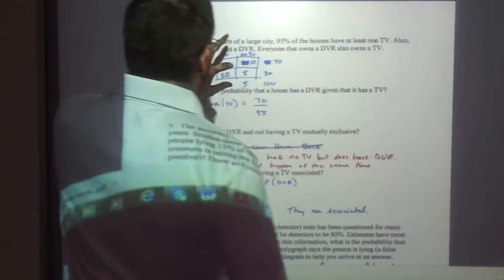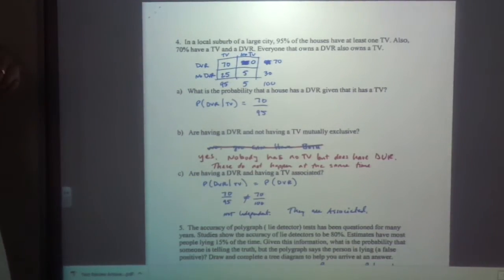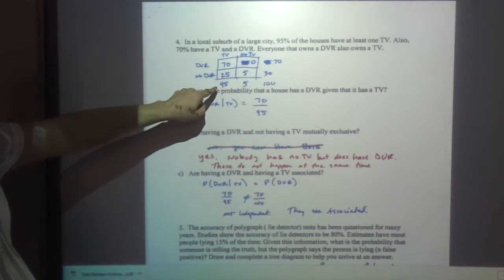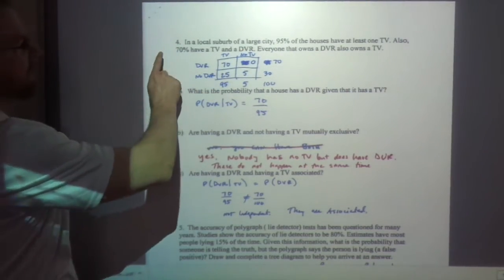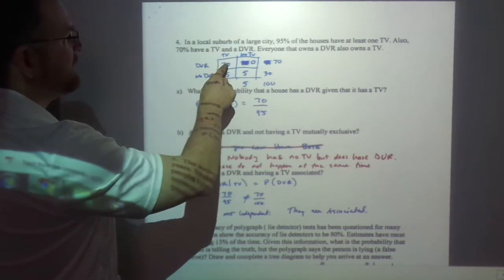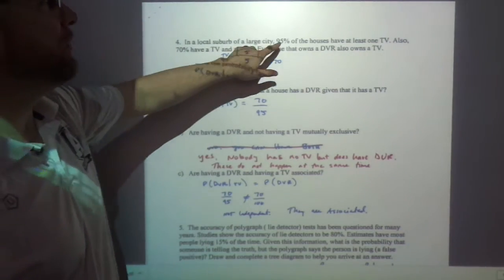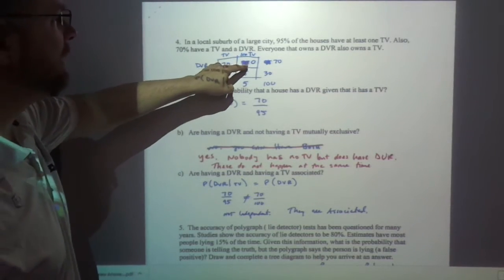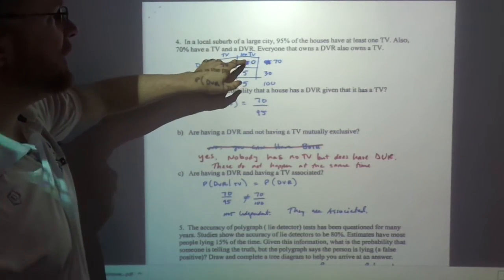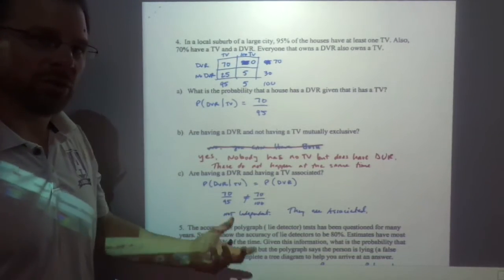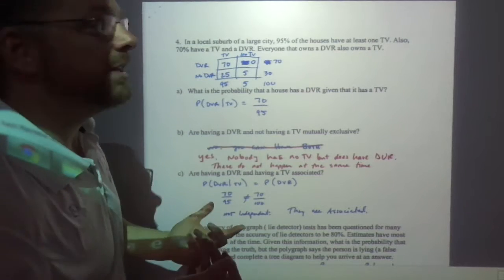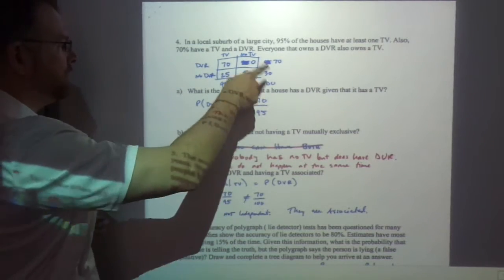We've got TVs or no TVs, DVRs or no DVRs. 95% have at least one TV, so that's my total of the TVs. 70% have a TV and a DVR, so that's here. And it says everyone that owns a DVR also owns a TV. So this category here of DVR but no TV has to be 0 because nobody's going to have a DVR player if they don't even have a TV. So then I do my totals.